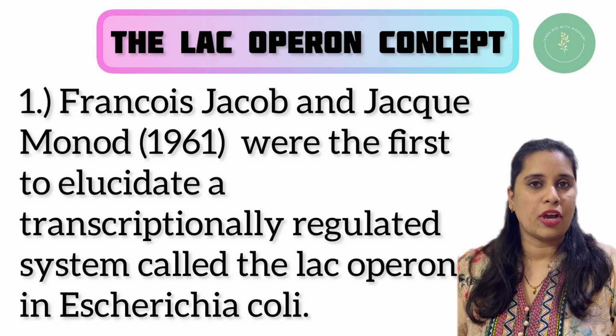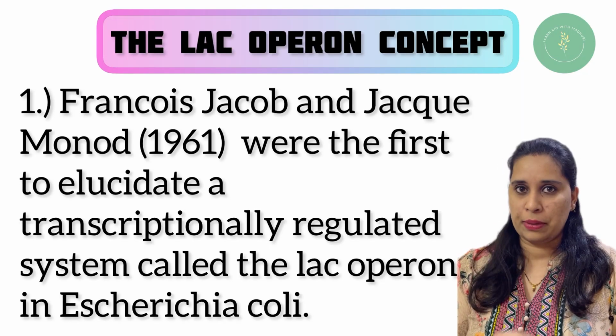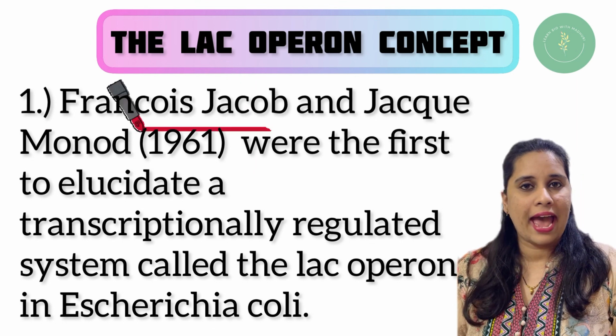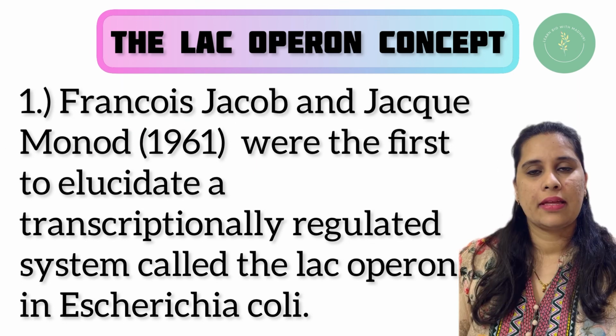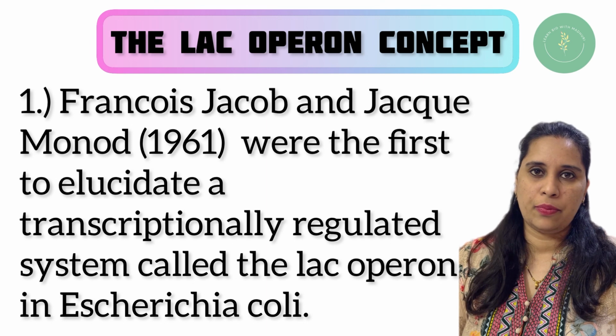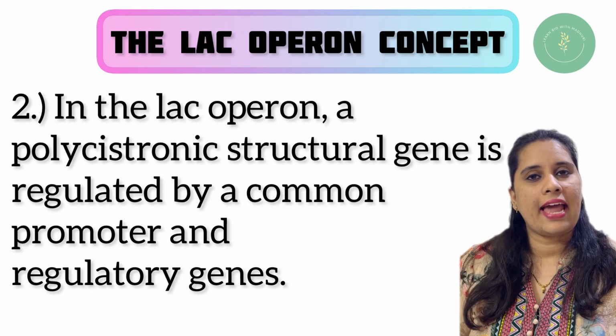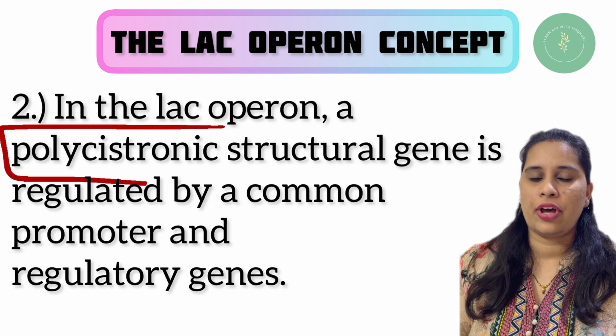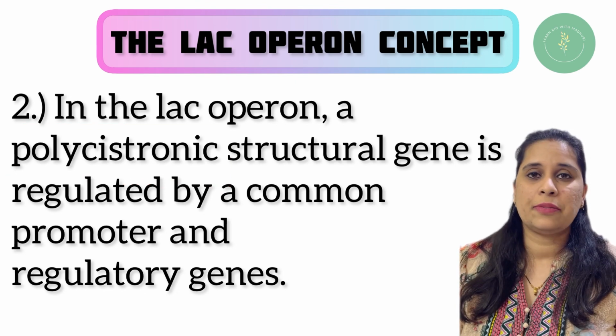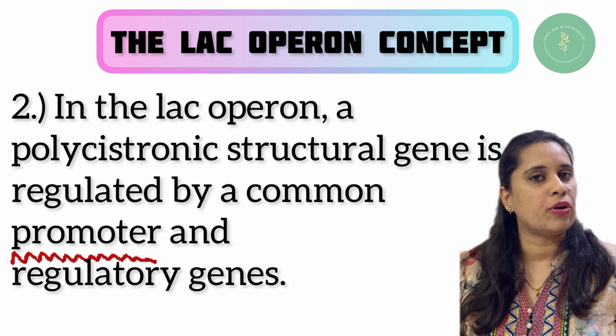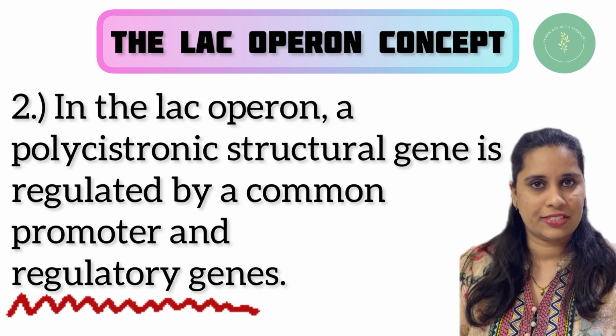The LAC OPERON concept was elucidated by two people, Francois Jacob and Jacques Monod. The LAC OPERON concept was studied in E. coli, which is a bacteria. In the LAC OPERON, the polycistronic structural gene is regulated by the promoter and regulatory genes.